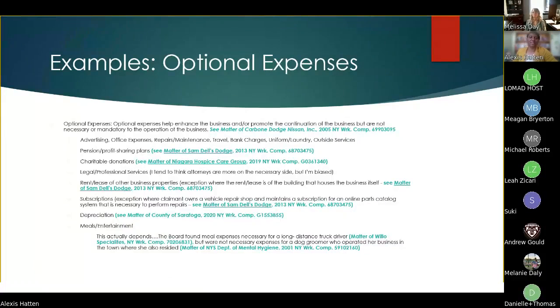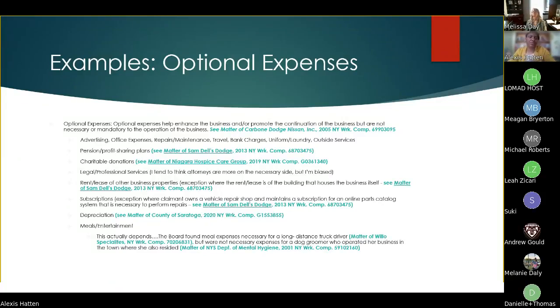Yeah. So some optional expenses: advertising, office expenses, repairs, maintenance, bank charges, uniforms, laundries, outside services, charitable donations. Of course, a lot of business owners might try to use charitable donations to lower their gross earnings. Legal or professional services, though, I tend to think were more necessary. Pension, profit sharing plans, and see, here's what you're talking about: rent and lease of other business properties, except where the rent or leases of the building that houses the business itself.